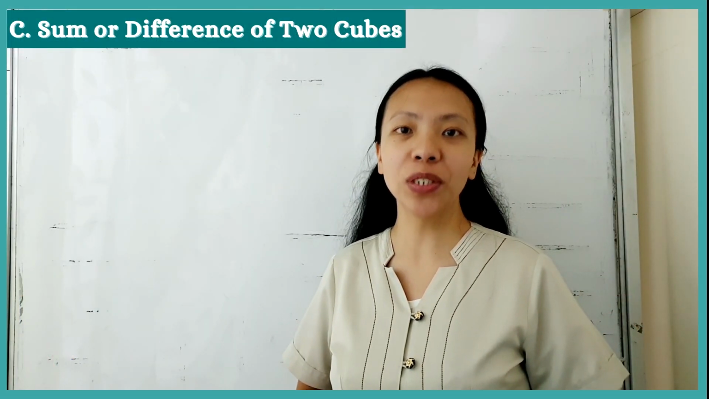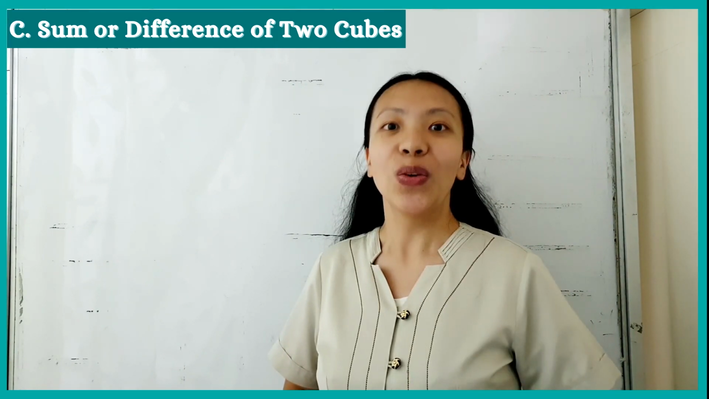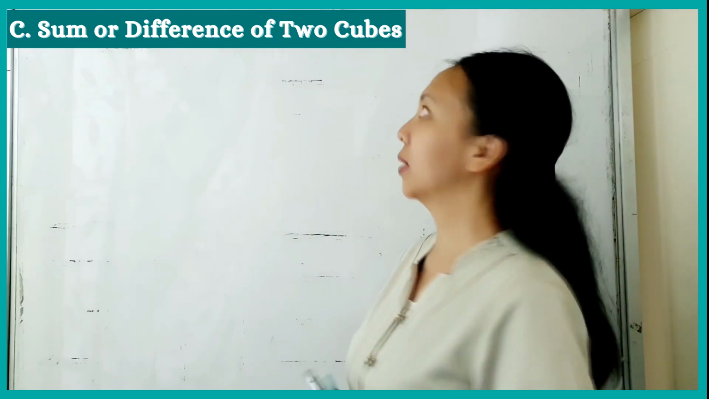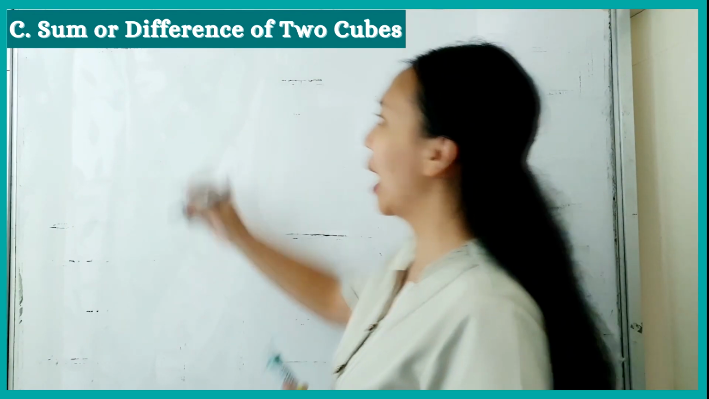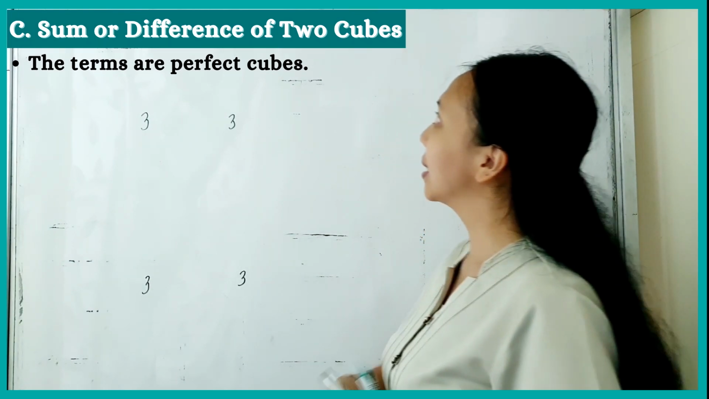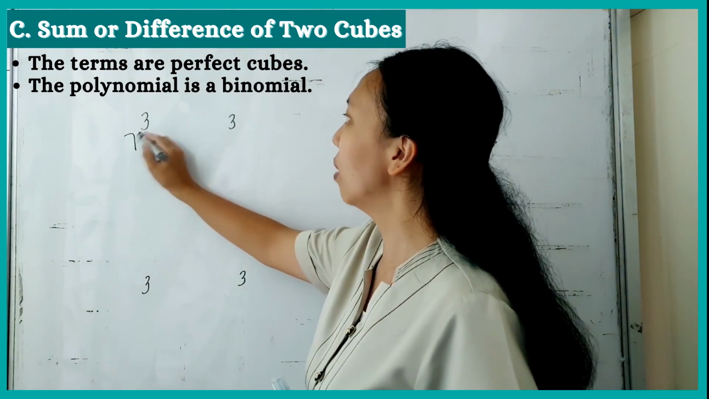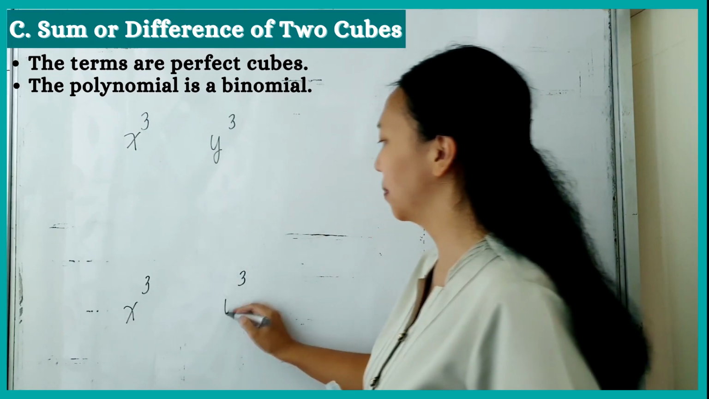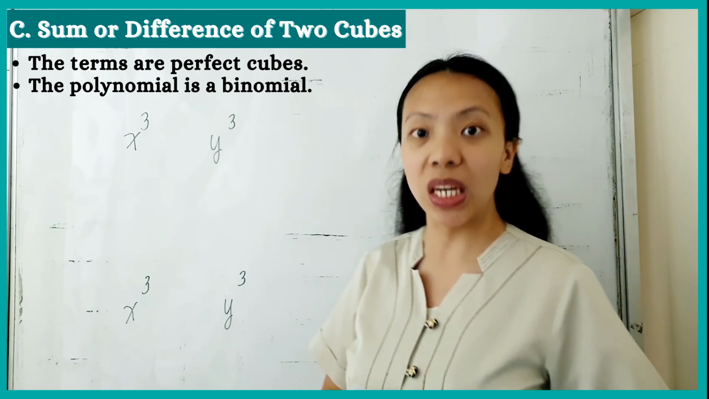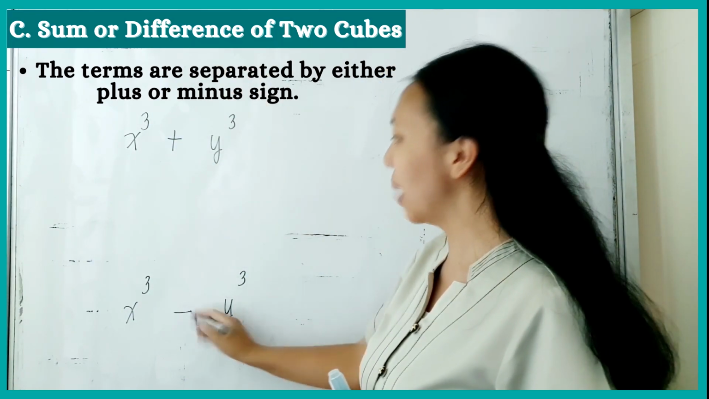The last objective for today is for us to factor polynomials that are sum or difference of two cubes. For this particular type, we again need to pass through three conditions. First, cubes. We must have perfect cubes. Next, the polynomial must be composed of two terms. Therefore, we must have a binomial. And lastly, the two terms in our binomial must be separated by either the plus sign or the minus sign.